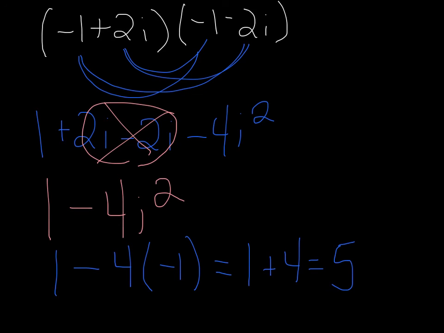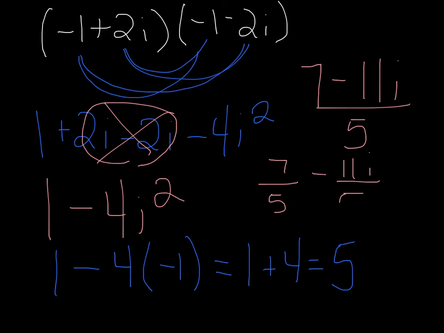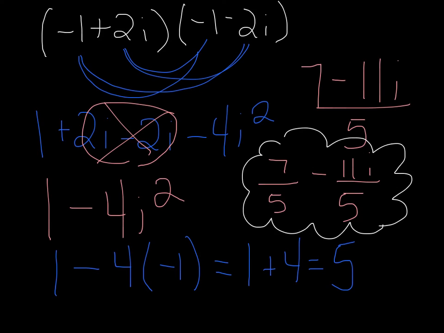So we'll take our numerator from our last slide. So it was 7 minus 11i all over 5. We'll separate them to be their own fraction. And now we're done. This is our final answer. Again, make sure that it's in the standard form a plus bi.